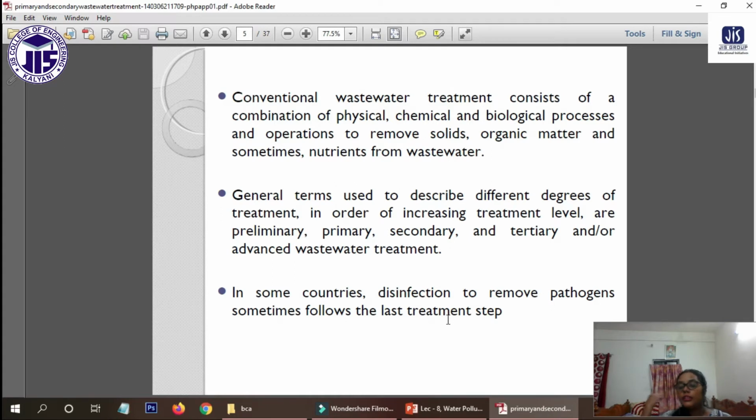In some countries they use the disinfection process at the last step. Generally, for the disinfection process, we use chlorine or ozone. Chlorine, with the help of water molecules, first forms hypochlorous acid, HOCl, and after that it forms HCl and nascent oxygen. That nascent oxygen is very active and it can kill the germs. So the production of this nascent oxygen is very important.